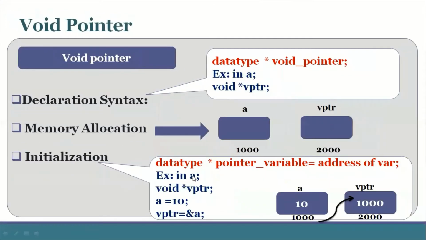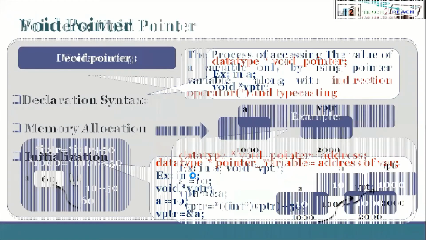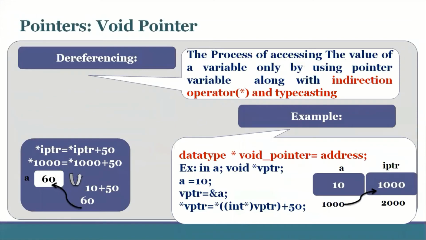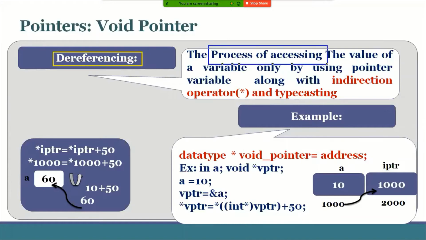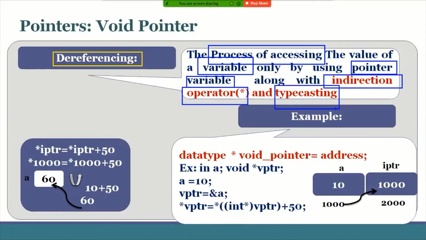Now we will see the dereferencing operation of void pointers. What is meant by the dereferencing operation of a void pointer? It is the process of accessing, initializing or modifying the value of a variable only by using a pointer variable. What type of pointer? A void pointer, along with the indirection operator, by using the typecasting concept. Extra typecasting needs to be performed.